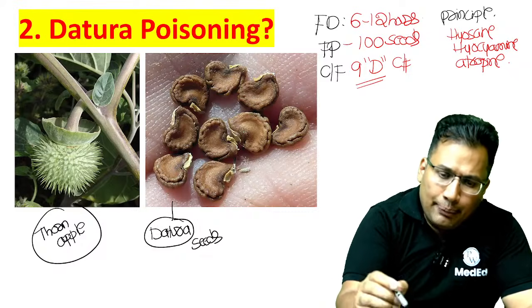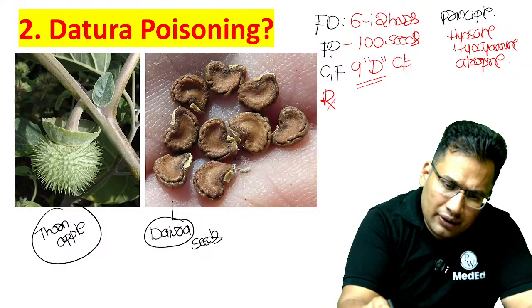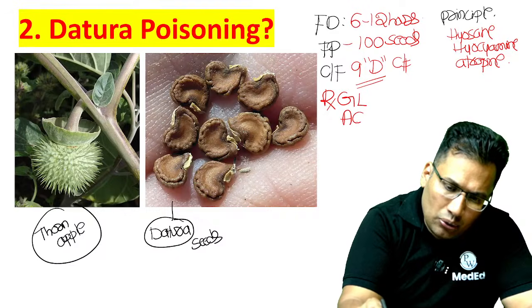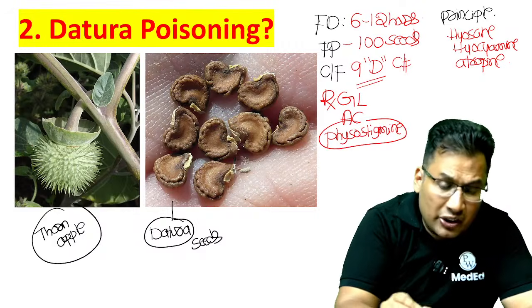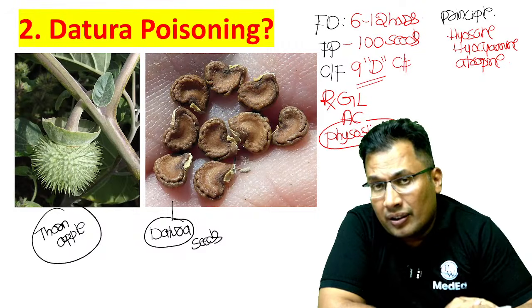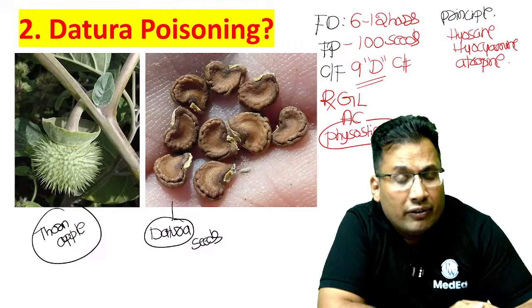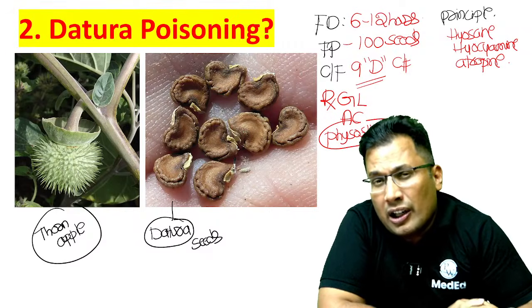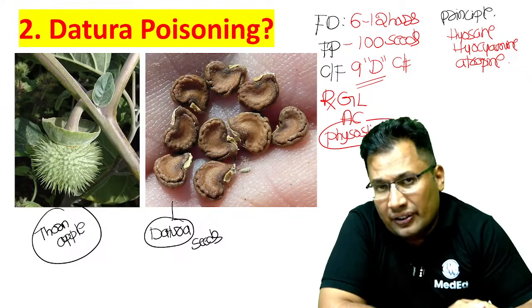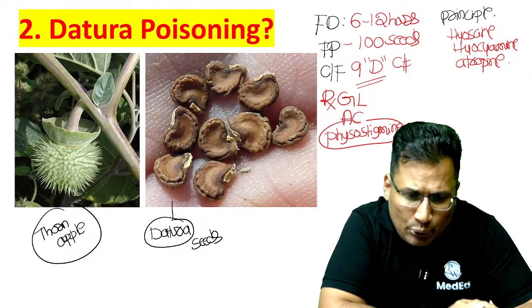Okay. Treatment. The treatment is gastric lavage, activated charcoal, physostigmine. Physostigmine has various side effects. You must be very careful while giving physostigmine because it has serious side effects like cardiac arrhythmias. Physostigmine is the drug of choice.